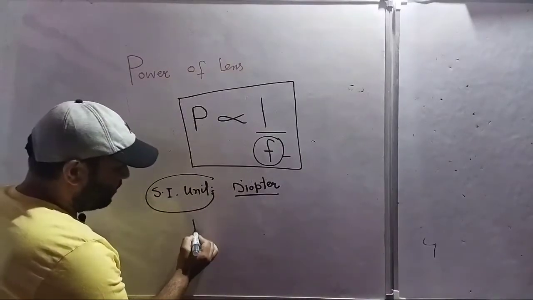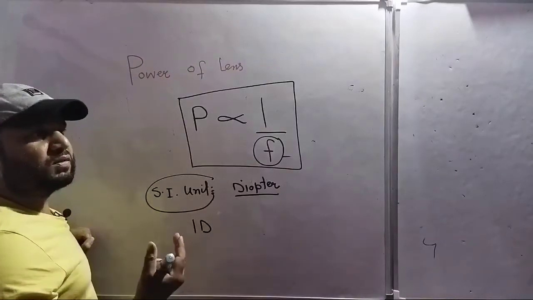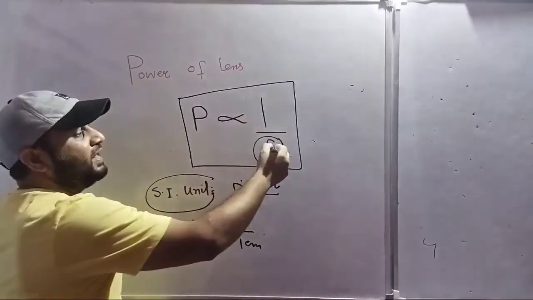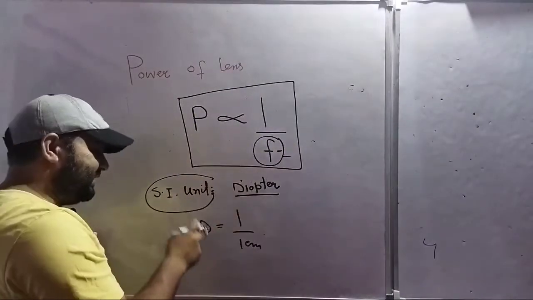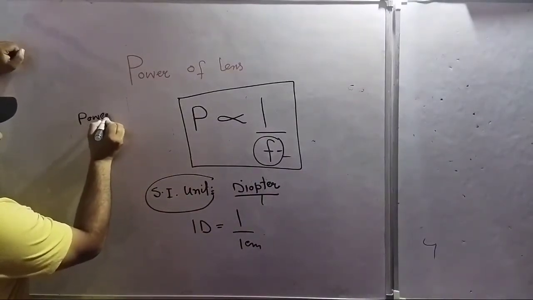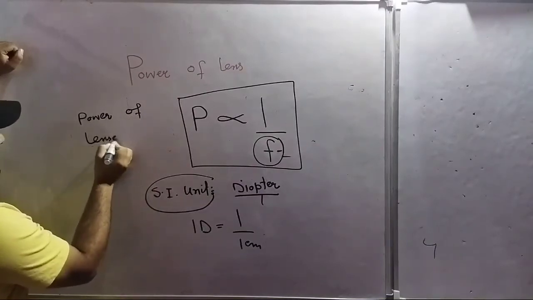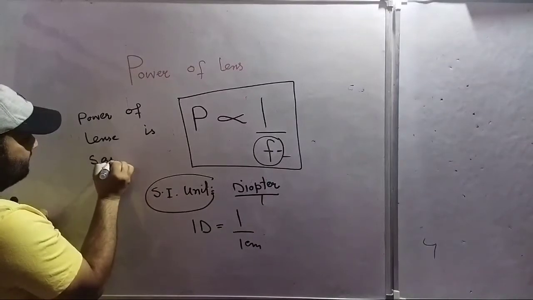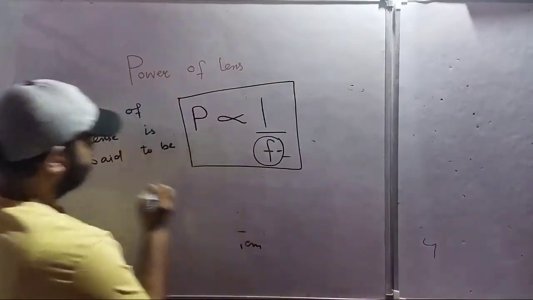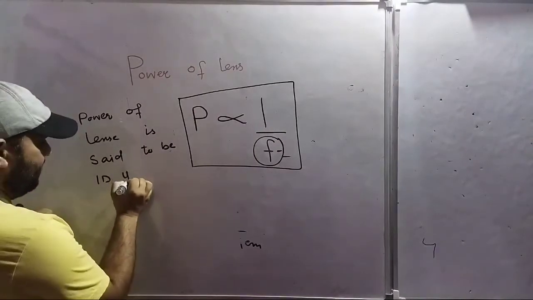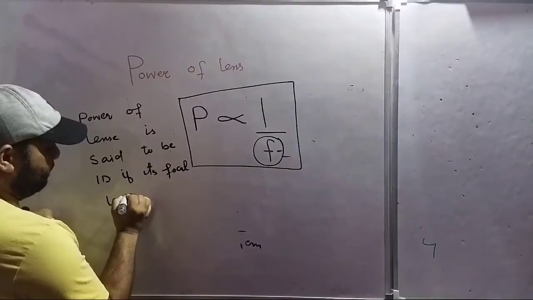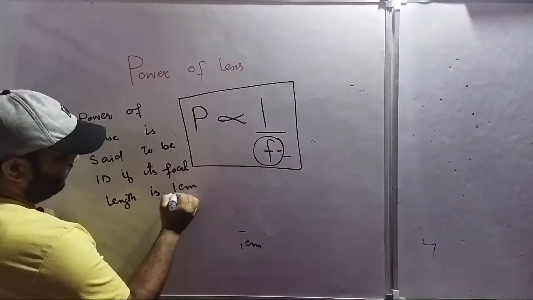Power of lens. वहां पे अगर क्वेश्चन आएगा what is 1D? 1D means what is 1 diopter? याद रखना है 1D will be equal to 1 by 1 centimeter. If the focal length of the lens is 1 centimeter, at that time you can say that power of lens is 1 diopter. So here I will write: power of lens is said to be 1 diopter if its focal length is 1 centimeter. Very good.